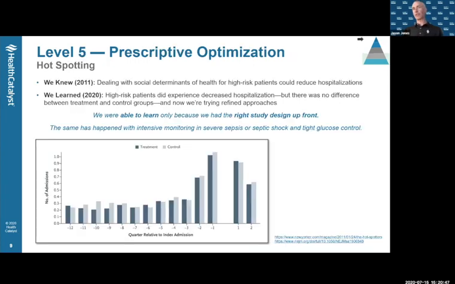The last level that we mentioned was prescriptive optimization, and this is sort of the land of the randomized control trial or something like it. And I just want to highlight something that maybe you all can remember, or if not, please know about it. The Camden Coalition did some wonderful work looking at how to wrap social support around their members to prevent inpatient admissions. And I can remember being incredibly excited about this in the 2010s, being sure that this was really going to be a major driver of reducing admissions in these vulnerable members.